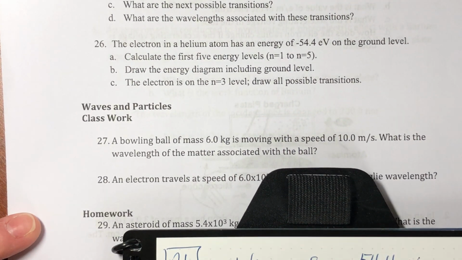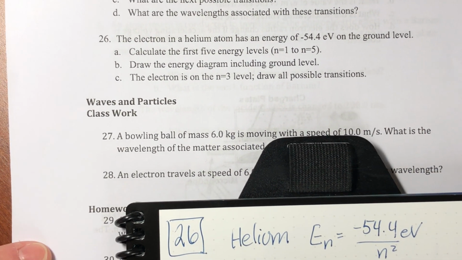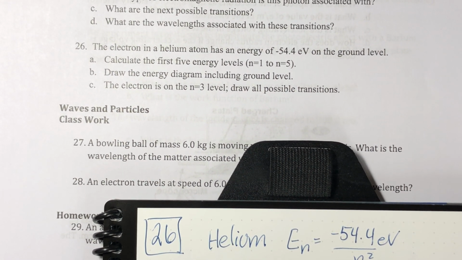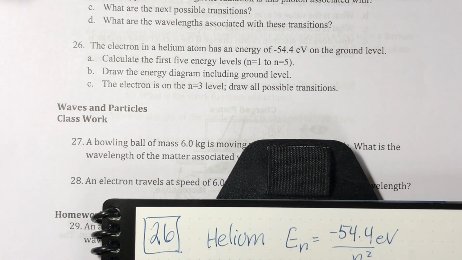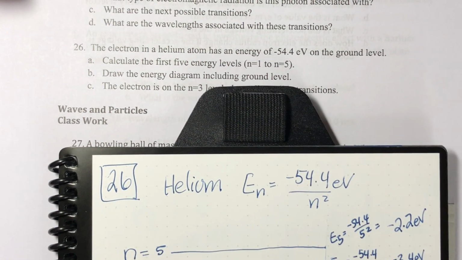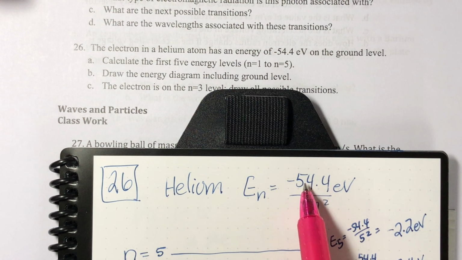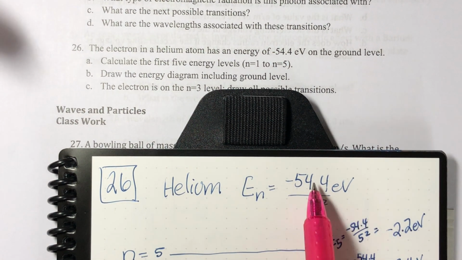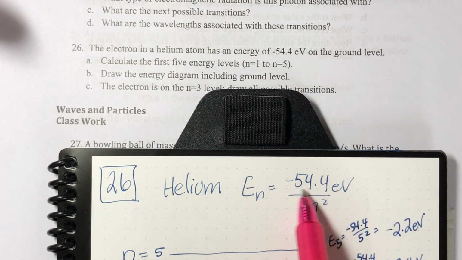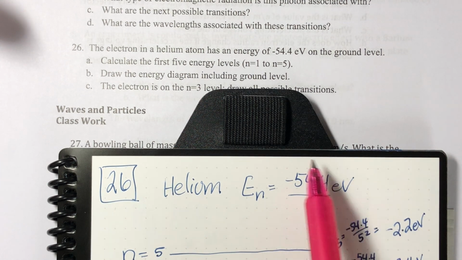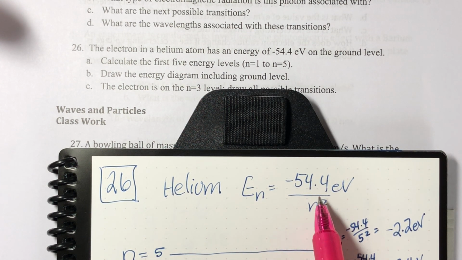Okay, so 26 says the electron in a helium atom has an energy of negative 54.4 electron volts on the ground level. So what that means is for helium, the energy levels are negative 54.4 electron volts over n squared. And so that's the number that we're going to use for helium.